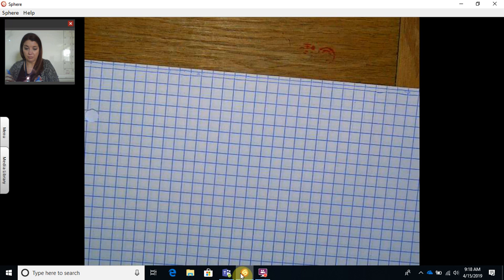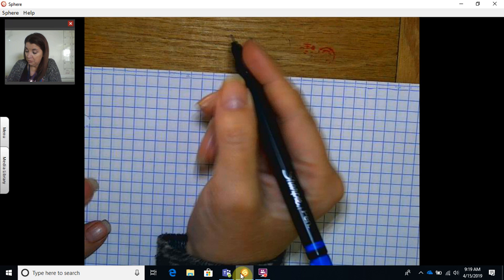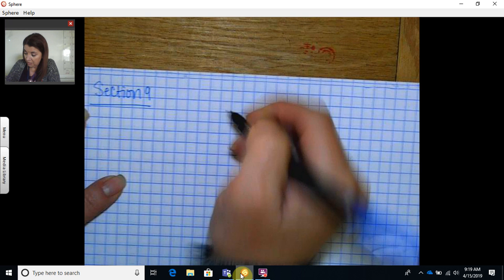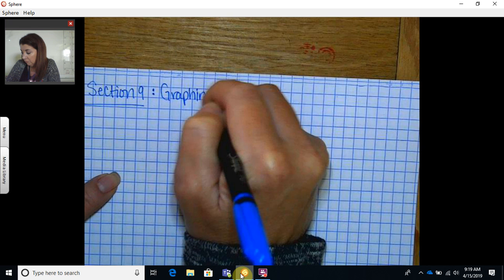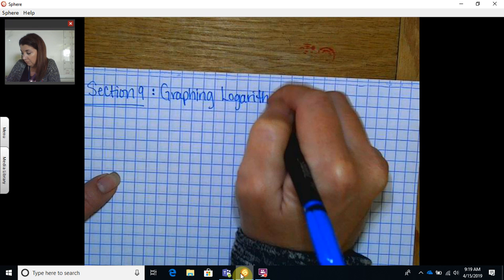Okay, so this is section 9. And I don't have a topic number, I just have a title. Graphing logarithms versus exponentials. Section 9. Graphing logarithms versus exponentials.